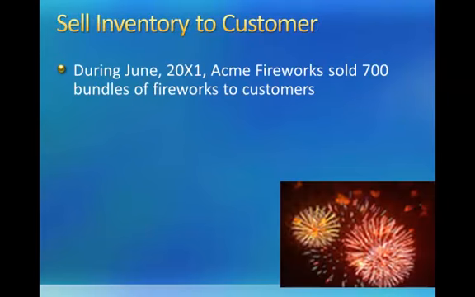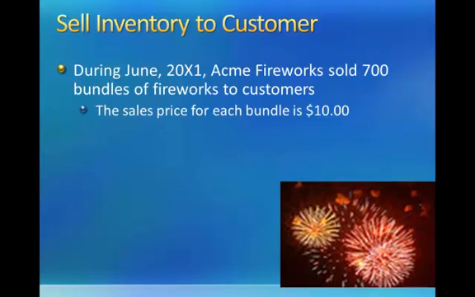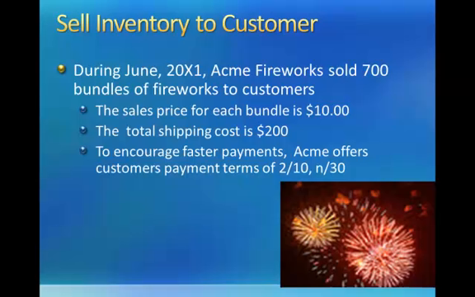Our example, during June of year 1, Acme Fireworks sold 700 bundles of fireworks to its customers. The sales price for each bundle is $10, and the total shipping cost for all the fireworks is $200. To encourage faster payments, Acme offers customers payment terms of $210 net 30. The payment terms were defined in the previous module. If you're not familiar, you may want to go back and review.